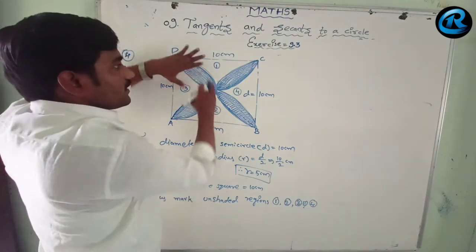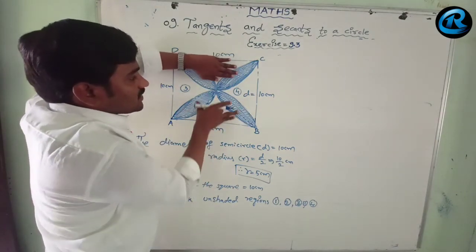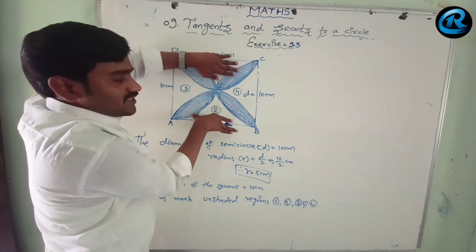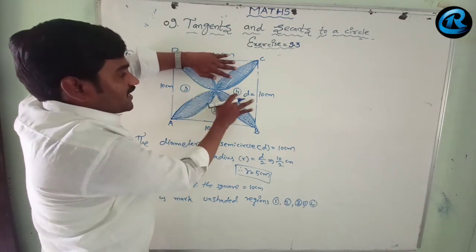Then similarly, area of square minus this complete semicircle and this complete semicircle area, if you subtract, you will get the area of parts 3 and 4.